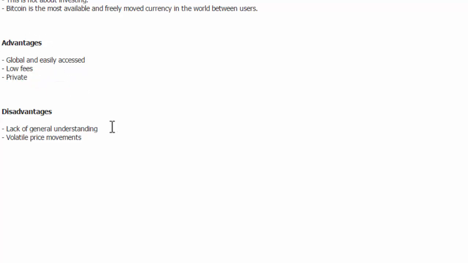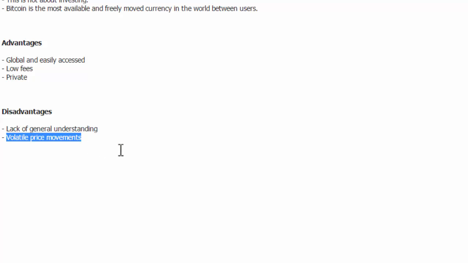The disadvantages are a lack of understanding. A lot of people don't understand Bitcoin yet, and that's probably why you're here as well. That's how I was as well. And so sometimes it's a little bit hard to get your head around it, but once you do, it's very, very simple. Bitcoin's really easy to use. And the next is the volatile price movements. Now, Bitcoin goes up and down, and it can be quite dramatic.